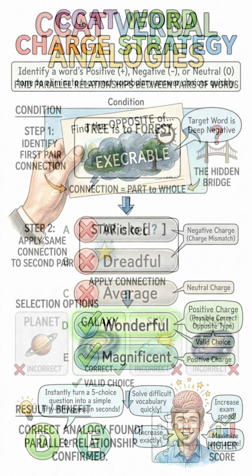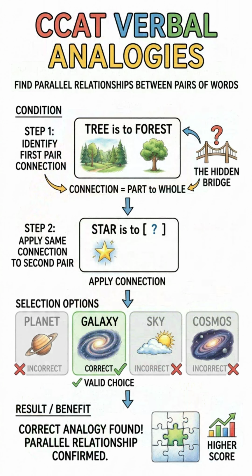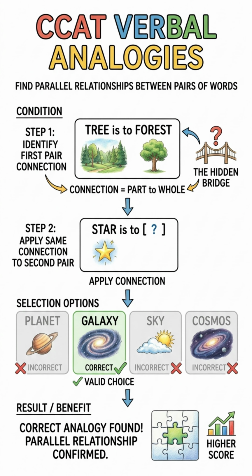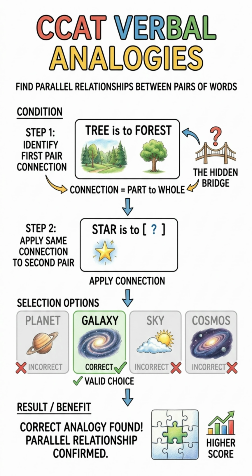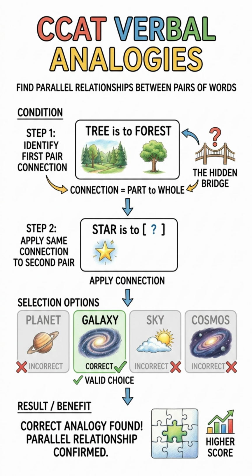Another major component of the verbal section is the analogy, which tests your ability to find parallel relationships between concepts. Analogies are essentially mathematical equations built out of words, often formatted like tree is to forest as star is to what. Your goal is to identify the exact connection between the first pair of words and apply that same connection to the second pair. These questions evaluate your critical thinking and your ability to see how different elements interact in the real world. Mastering analogies is all about finding the hidden bridge between the words.